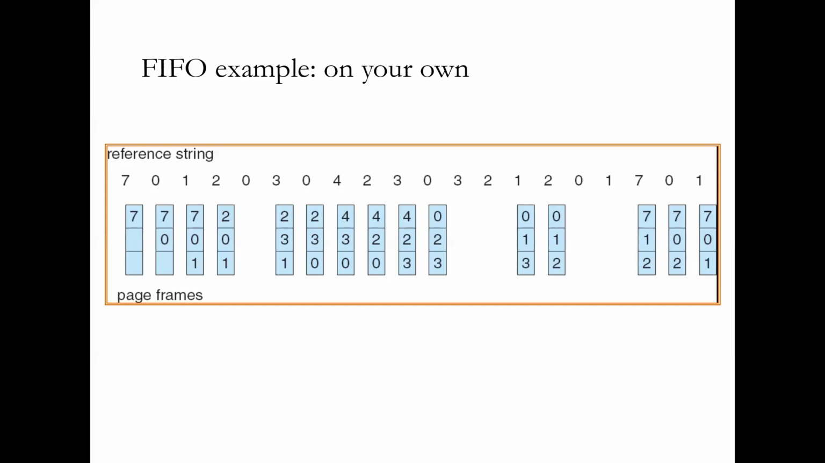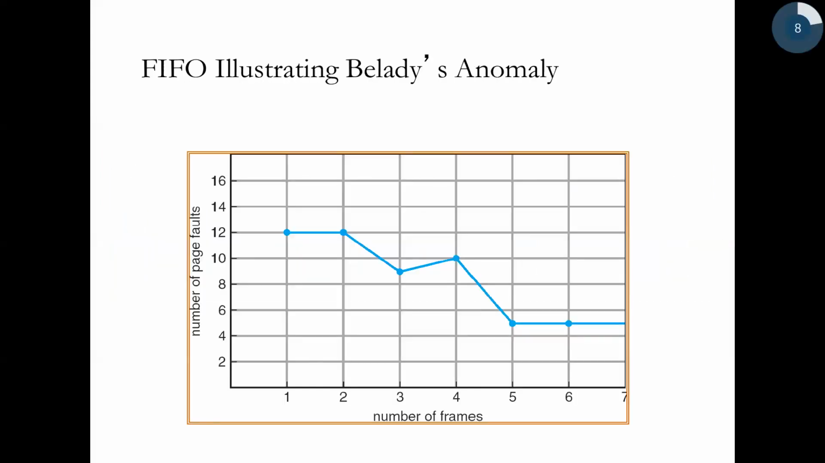So you can go through this example on your own, as an exercise, and see how many page faults we have in this case. You can, for example, measure the number of page faults for different numbers of frames for the example that we have looked at, and you can see this Belady's anomaly in this chart, so that it kind of goes up.